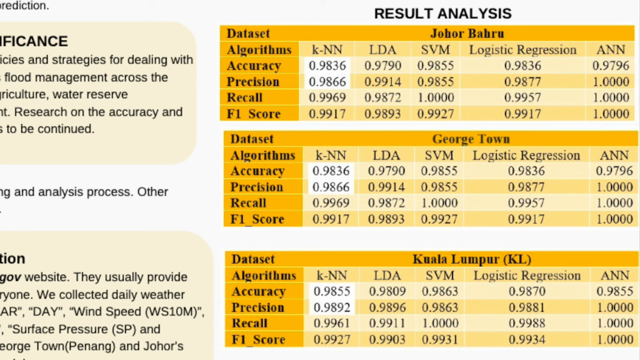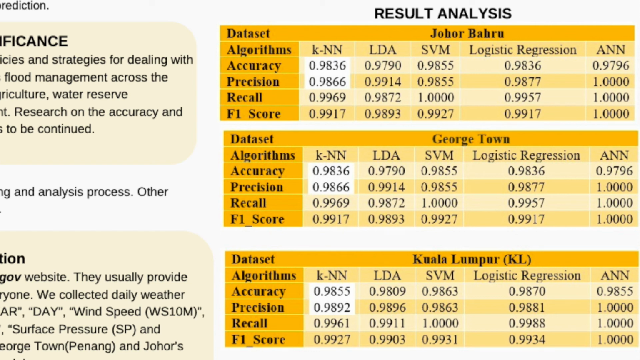For the Georgetown dataset, we also got the highest accuracy from SVM, and other algorithms also showed pretty good results. All the algorithms showed more than 97% accuracy. And as for the precision, recall and F1 score, again ANN scored the highest. For the Kuala Lumpur dataset, SVM had the highest accuracy, but ANN had the highest precision, recall and F1 score.